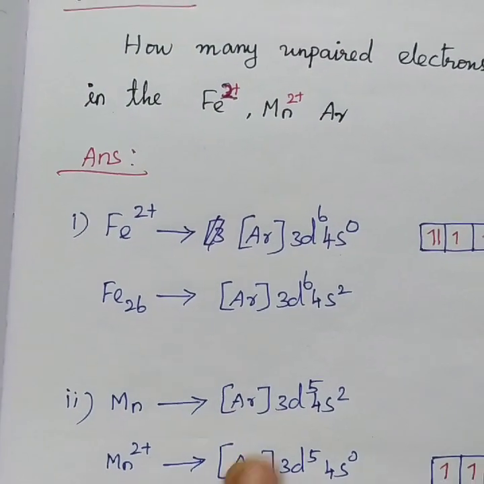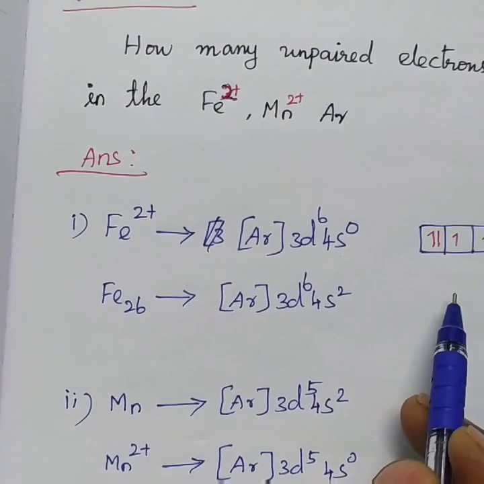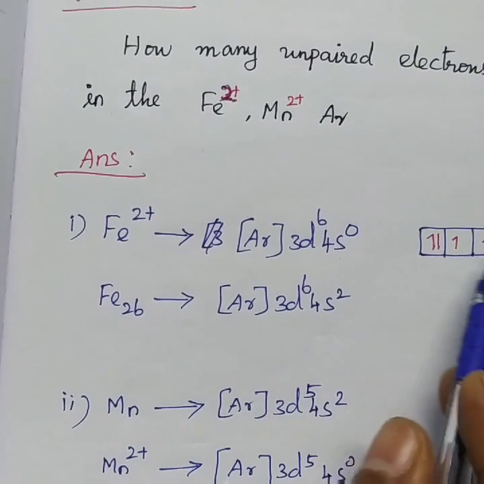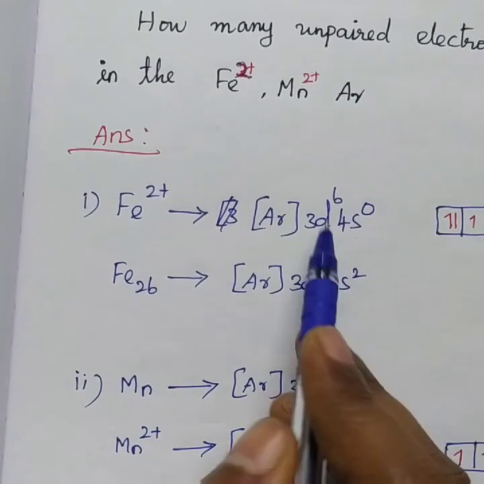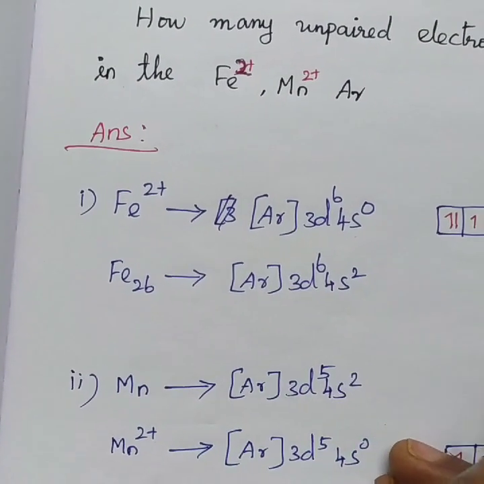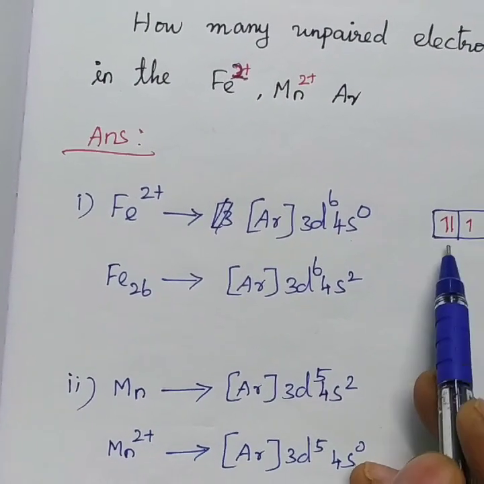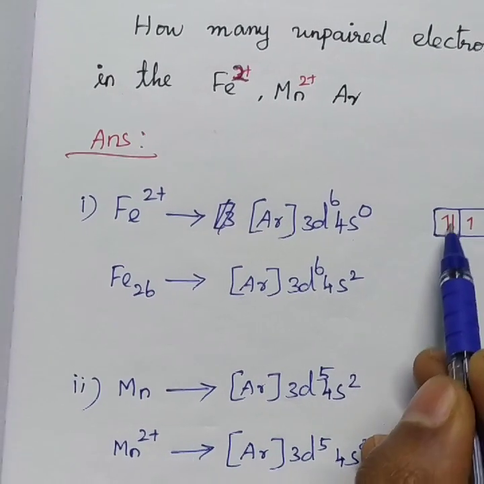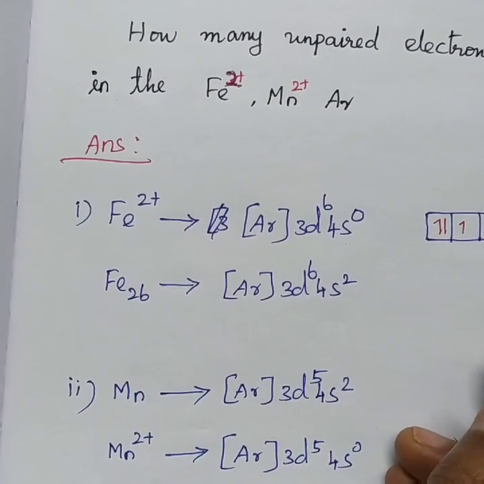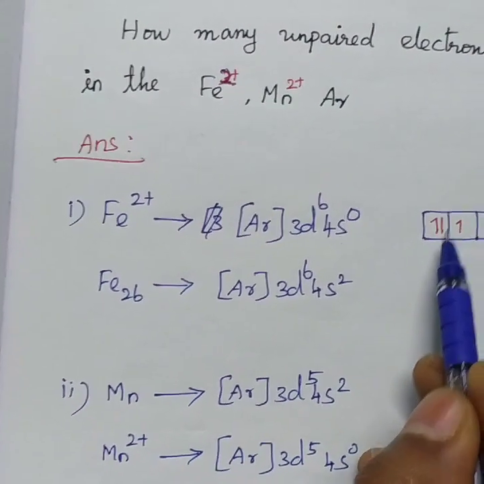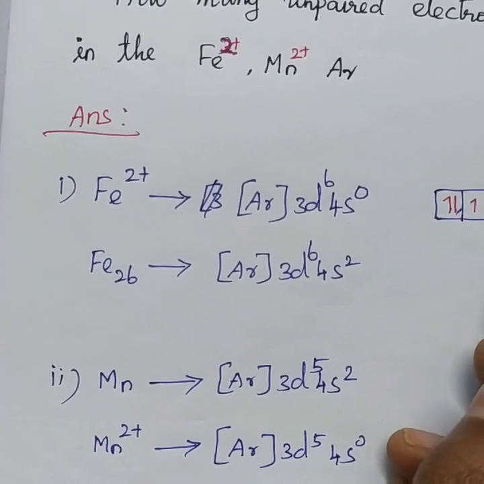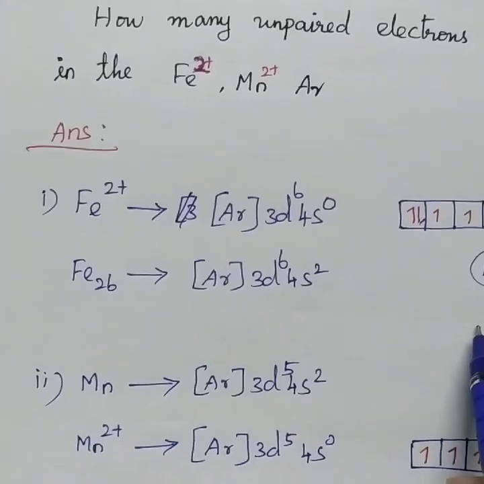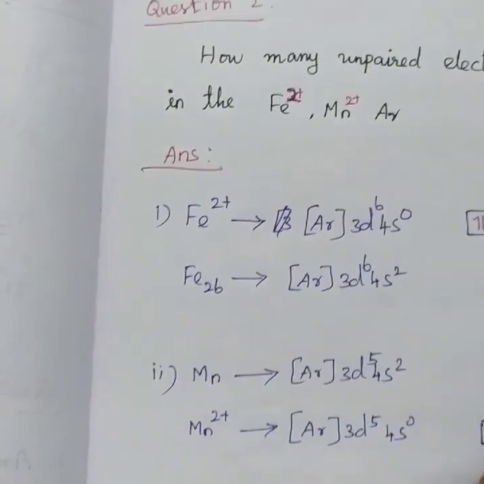You may ask, ma'am, do we definitely need to draw the orbital diagram? Yes. Only if you draw the orbital diagram can you easily identify the unpaired electrons. So for 3d6, I have arranged the electrons in the orbitals. There are 5 orbitals. First I have given a single electron to each, then the remaining only 1 electron I paired. So only 1 orbital is paired. How many unpaired electrons remain? 4. So Fe2+ has 4 unpaired electrons.